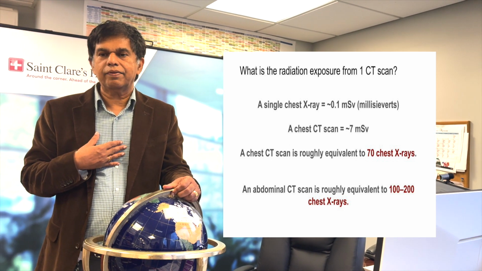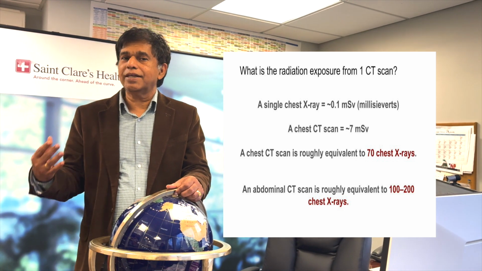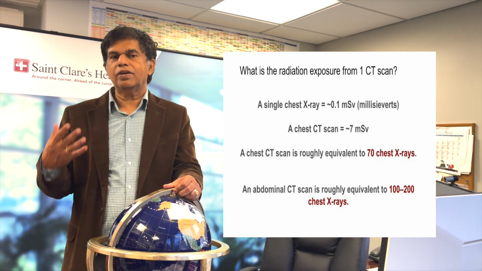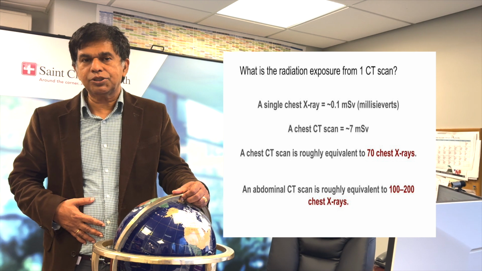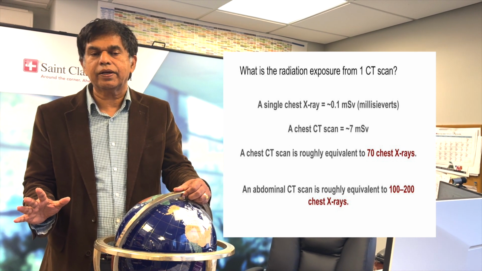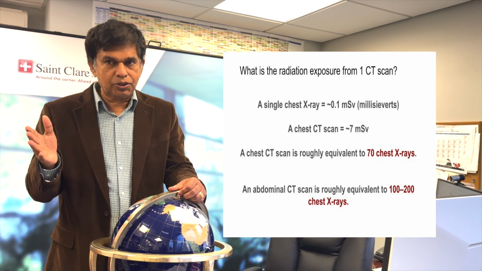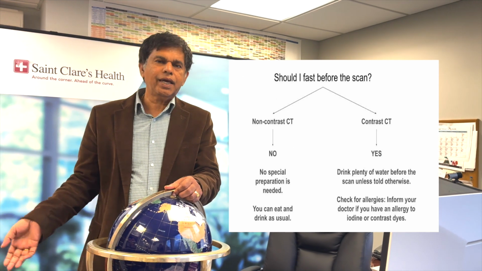So it's not the same as doing a chest CT. Now let's look at it. Abdominal CT is equivalent to almost 200 chest x-rays. Okay, I just have to stress this again and again: an abdominal CT is equivalent to 200 chest x-rays. You can always do an abdominal ultrasound first. Okay, now you've taken care of all of that.